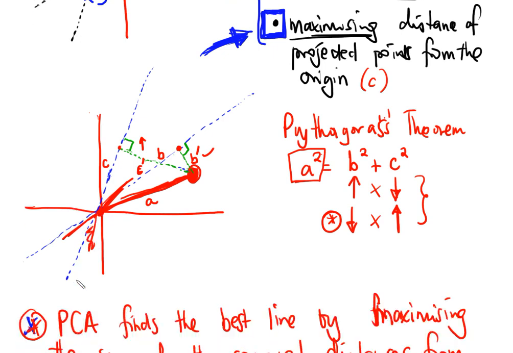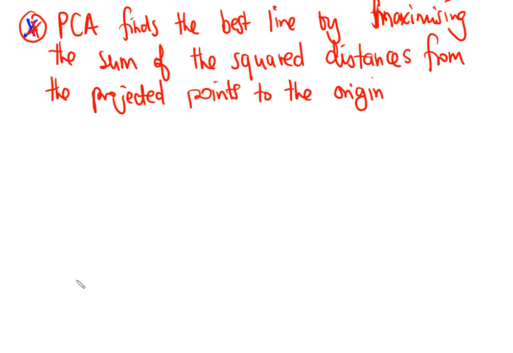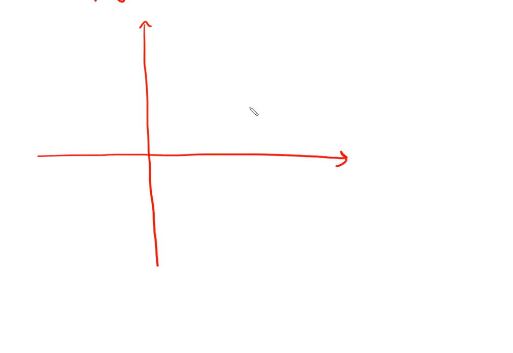Let me actually draw something to make this clearer. For our points, we had 3 points on this side, and the other points were on that side. Cool, and we had a line going here. We had a line going like that, and then we did our projections.